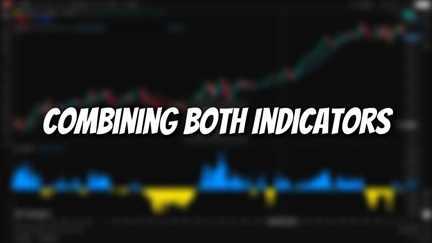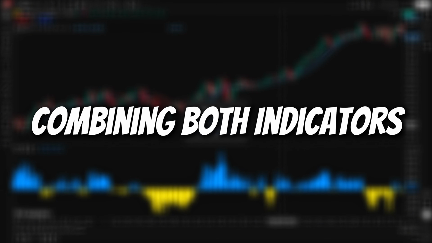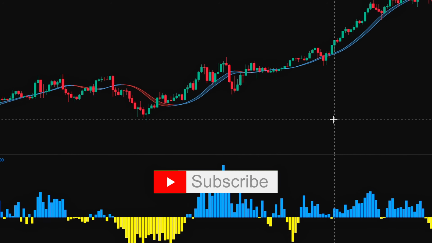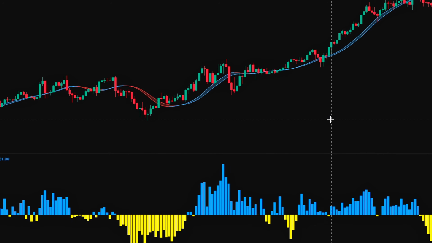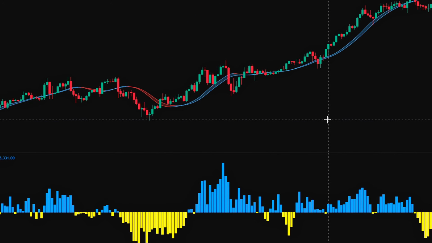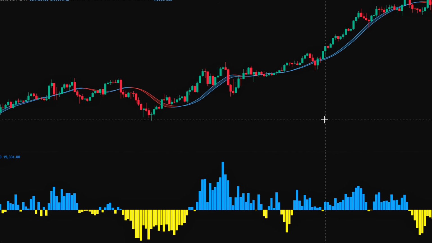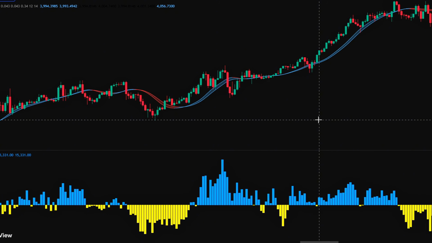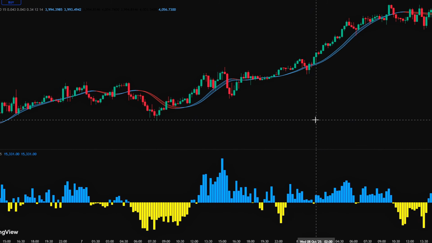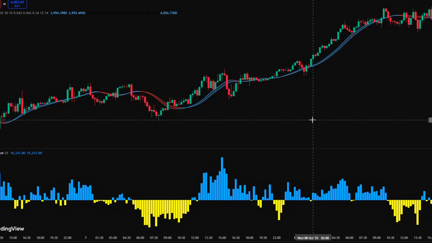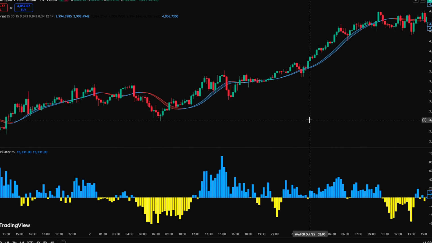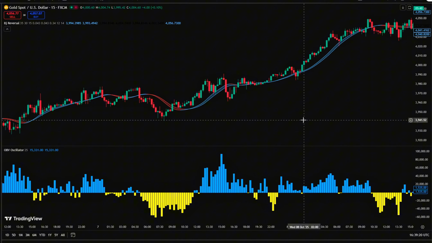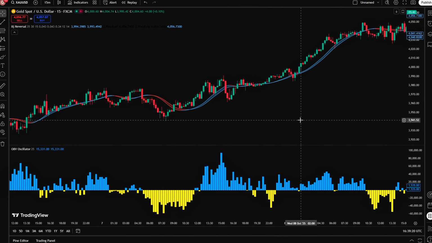Step 3. Combining both indicators, core strategy. Now that both tools, the T3 trend indicator and the OBV oscillator, are fully configured, it's time to bring them together into a structured and reliable trading system. The objective here is straightforward. Only take trades when price direction, trend, and volume confirmation agree. By waiting for both indicators to align, you'll avoid low-quality setups and focus on trades backed by real momentum and participation.